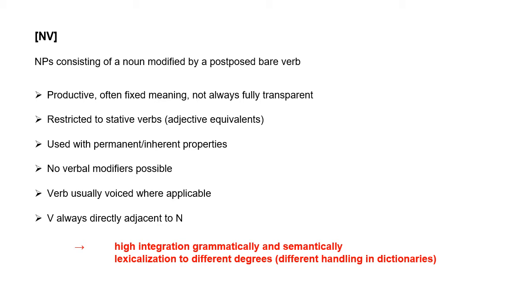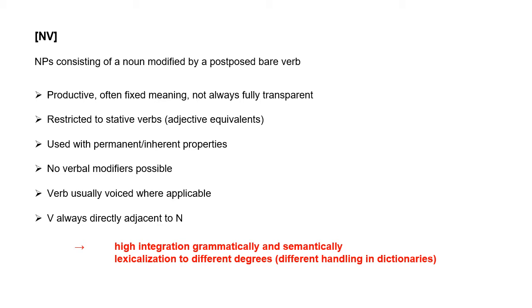And the third pattern we want to look at here is noun followed by a plain verb. This also seems to be a productive pattern, but here we do get fixed meanings, idiosyncratic meaning changes, so they're not always fully transparent semantically. Like the nominalized verbs as modifiers, these patterns are restricted to stative verbs, and they're used only with permanent or inherent properties of the noun.